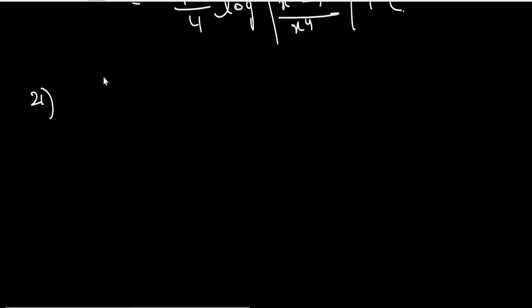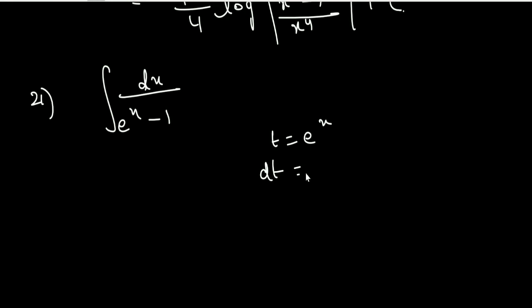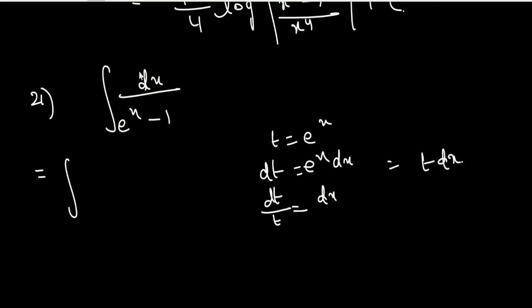Divide and then factorize. Next: integral dx by e power x minus 1. Put e power x as t. So dt is e power x dx, since dt is the differentiation of e power x, which is e power x dx. So you will get dt is t dx, so dt by t is dx. So this integral will now change to dx is dt by t, into e power x minus 1 which is t minus 1.